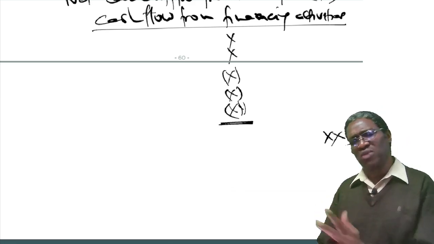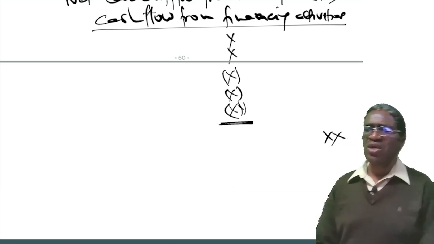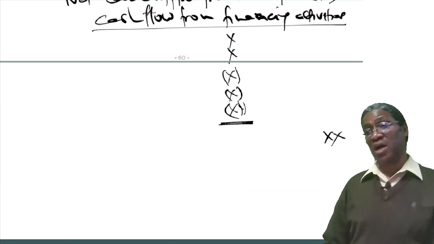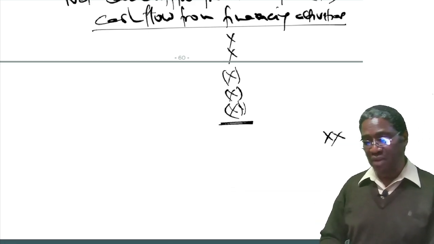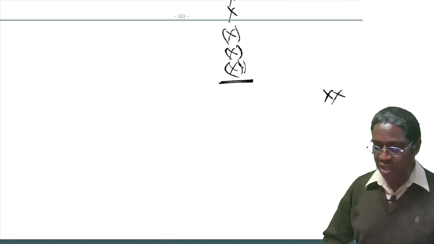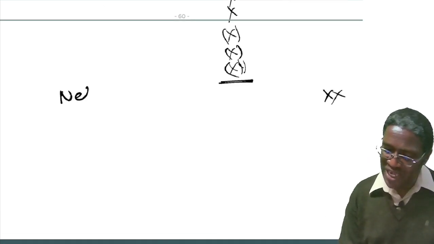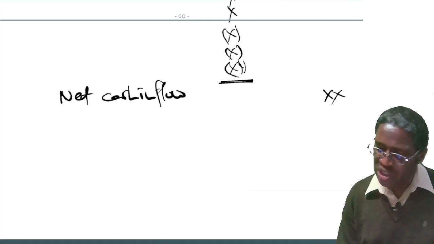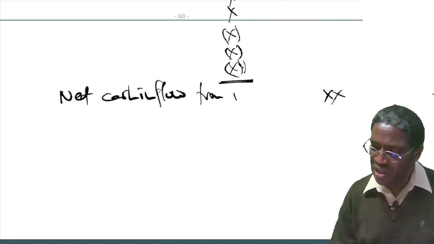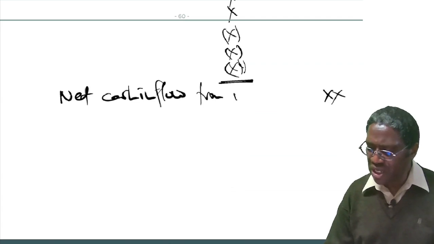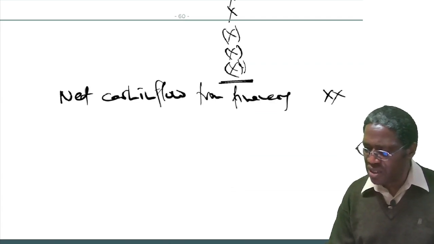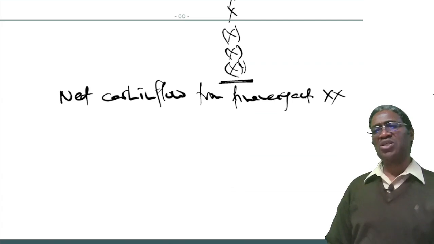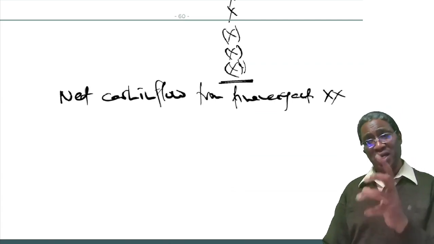Let me assume again that this time you are getting a positive net amount. If you get a positive net amount, then you will call it net cash inflow from financing activities.